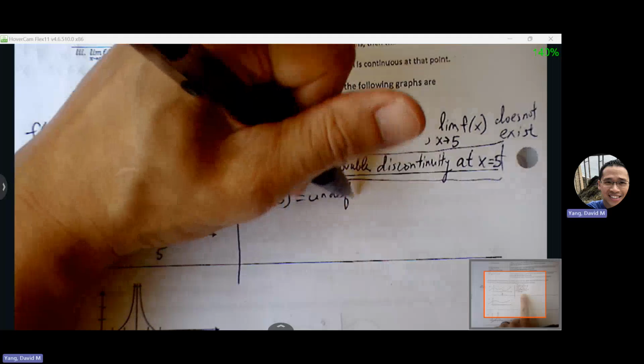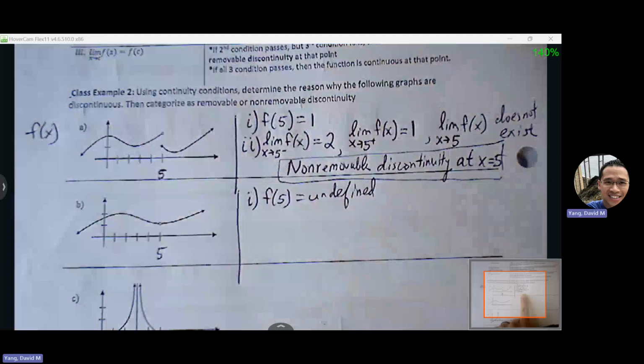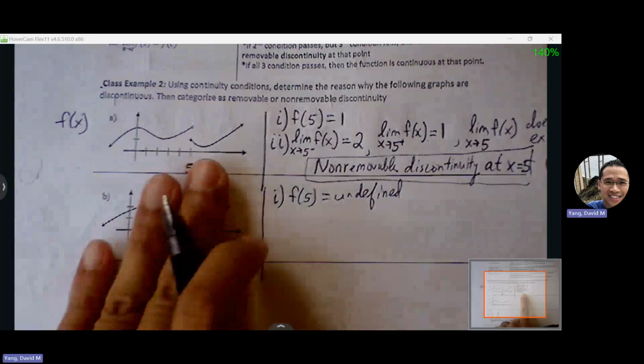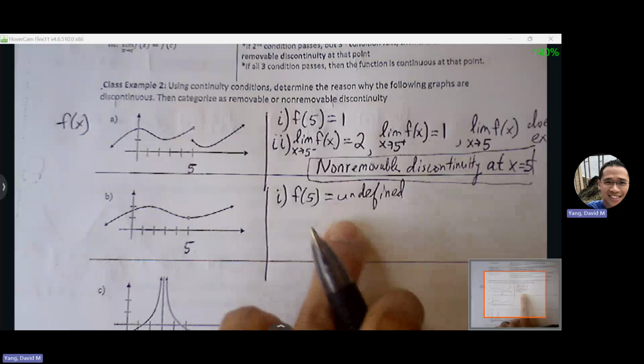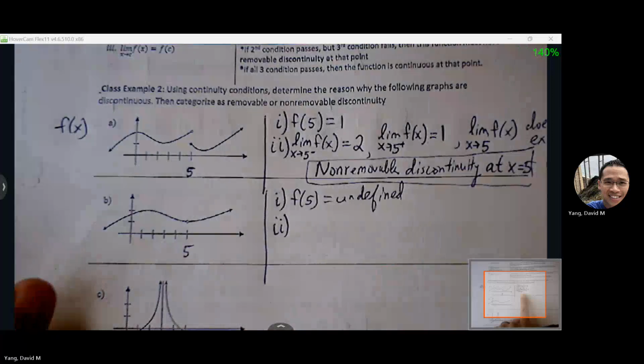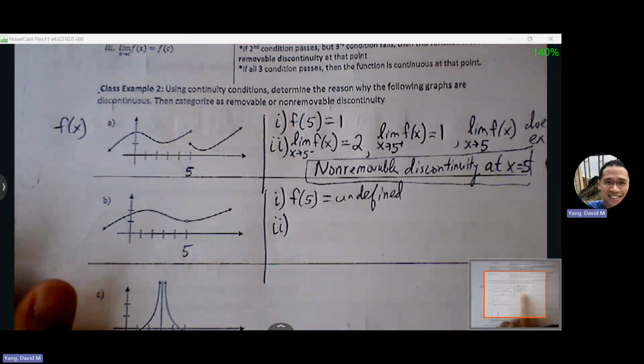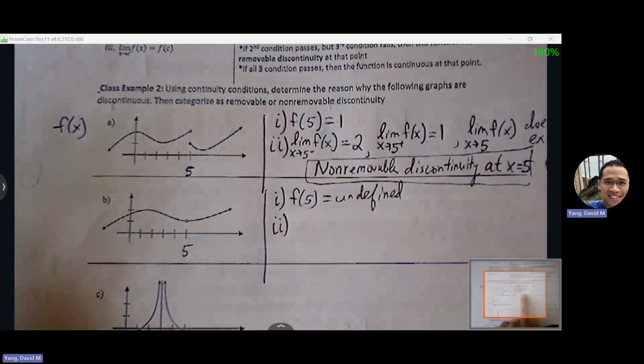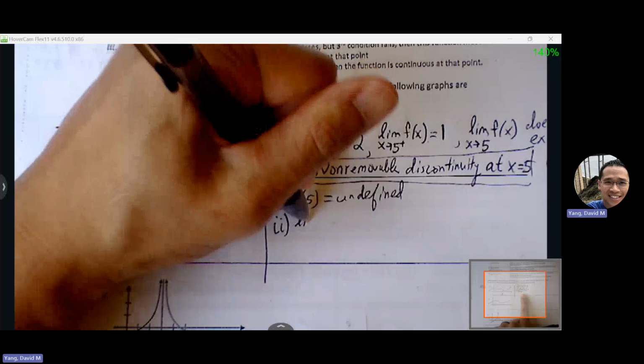Okay. Do we keep going? Yes. We know it's not continuous, but at this stage, we're not able to prove what type of discontinuity. We have to at least get to the second condition before we can categorize our discontinuity. Okay, second condition, does the limit exist?